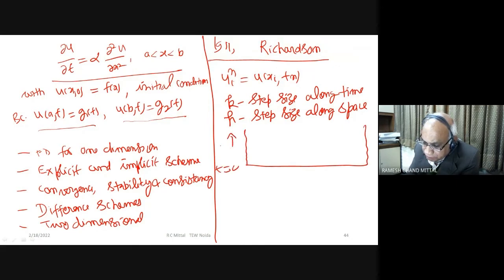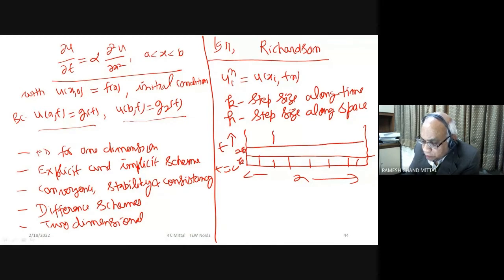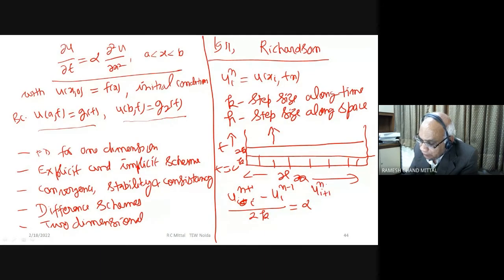So you have the problem at t equal to 0. This is my t direction, and this is my x direction. I divide into a number of equal parts here. This is my delta t or k, and this is 2k, and so on. So we will march ahead in this way. This is x. What he did, thinking it would give accurate results, was write the scheme as (u_i^{n+1} minus u_i^{n-1}) upon 2k equal to alpha times (u_{i+1}^n minus 2u_i^n plus u_{i-1}^n) upon h squared.